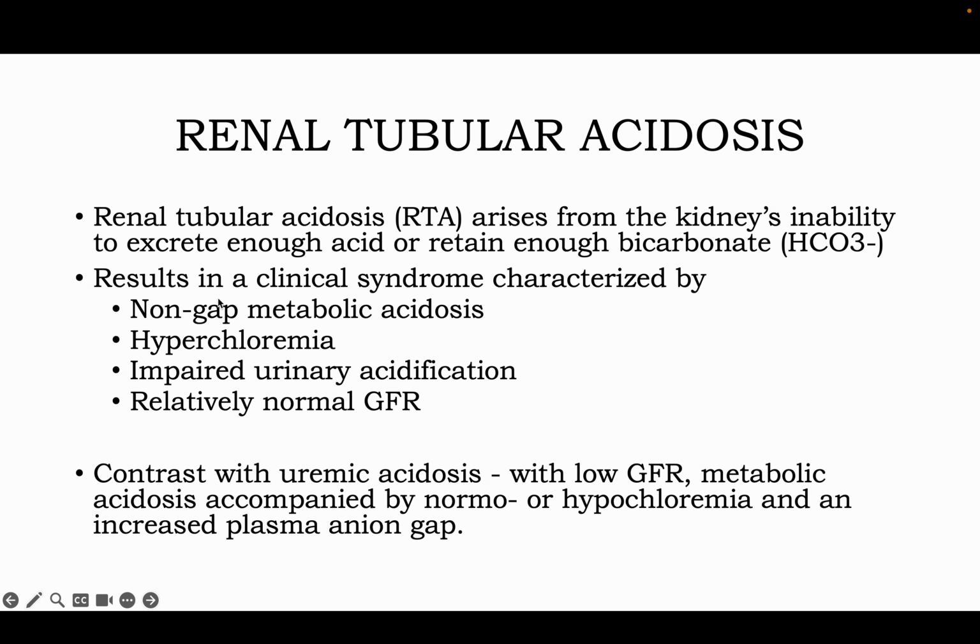So this is a normal anion gap. How do you tell if the metabolic acidosis is not due to CKD or AKI? In CKD or AKI you will find creatinine elevated. Otherwise, metabolic acidosis is accompanied by normo or hypochloremia. But in renal tubular acidosis, it is accompanied by hyperchloremia, because in CKD or AKI it is HAGMA, not NAGMA. In HAGMA, bicarbonate will be low and chloride will be low or normal. In renal tubular acidosis, with the loss of bicarbonate, to maintain the anion gap, hyperchloremia will be there. So impaired urinary acidification with normal GFR is seen.